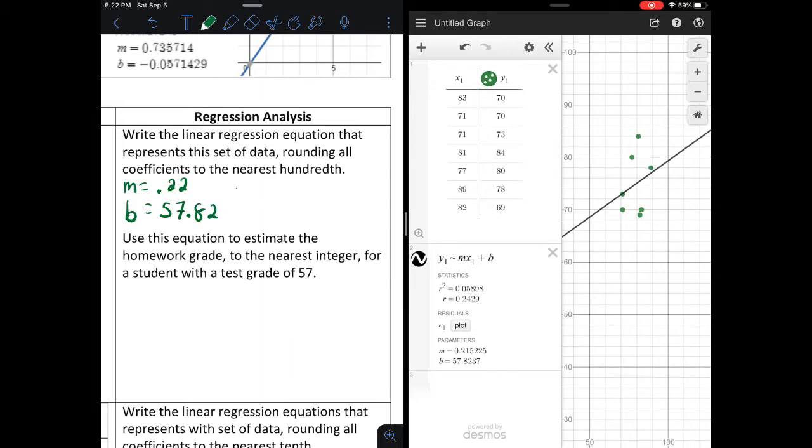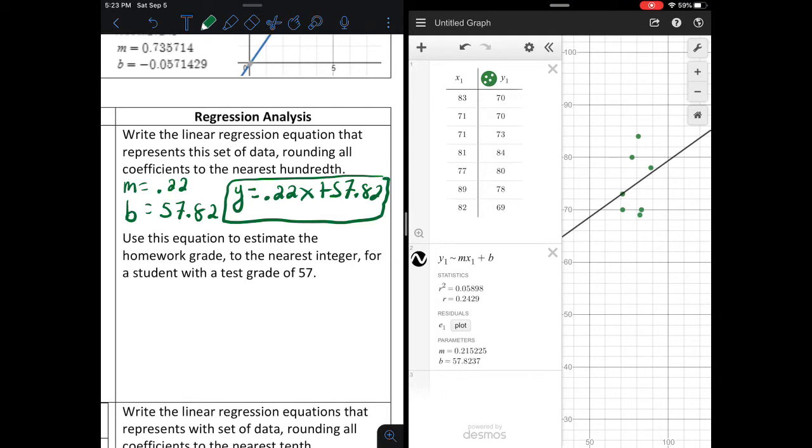And so our equation here for the regression would be y equals 0.22x plus 57.82. Now this regression equation actually does a very poor job of representing the data. The way we know it does a poor job is by looking at the r squared number or the r number. The correlation is pretty weak.